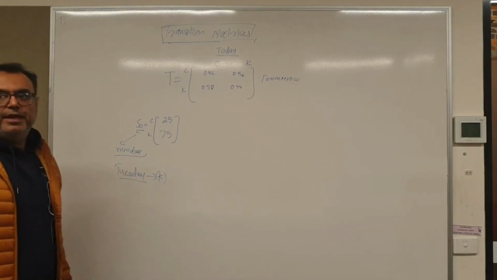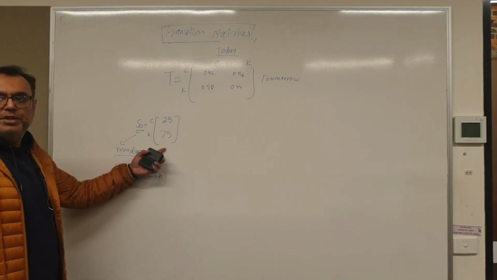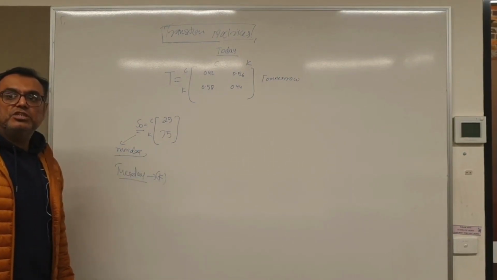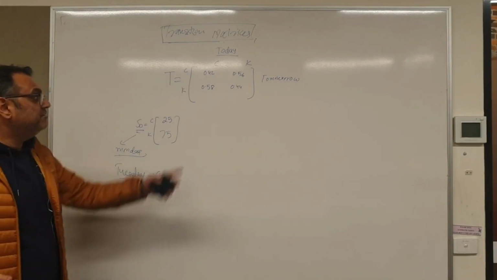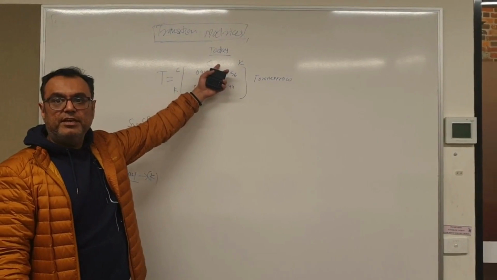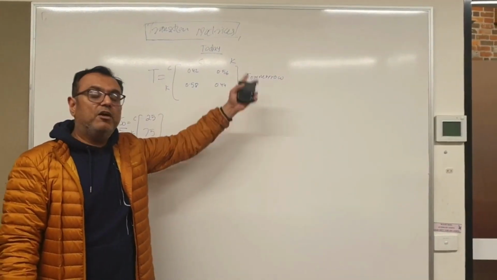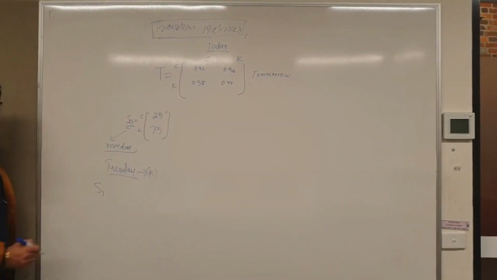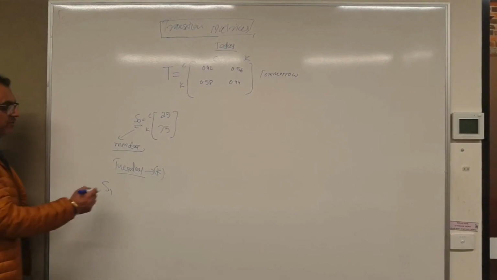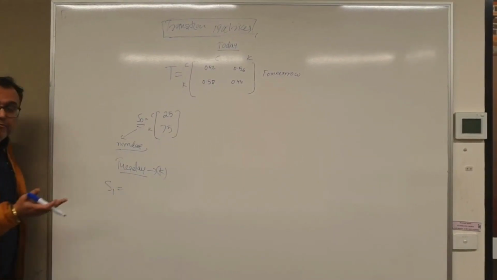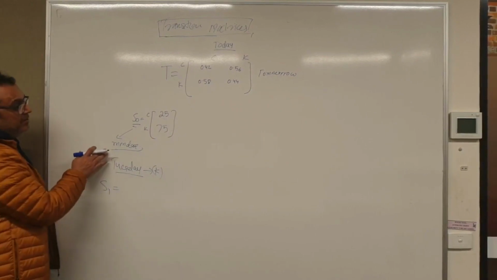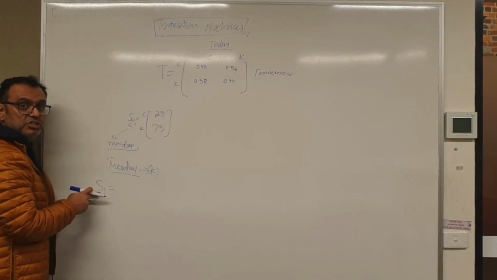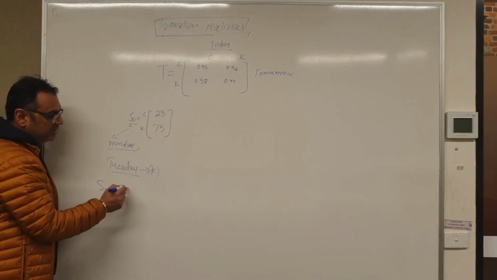If today is Monday, and that's my starting point, how will I evaluate how many students ate Crunchies and Crispies on the very next day, which is tomorrow? If Monday is today, tomorrow is Tuesday. And how do I calculate tomorrow? I need to calculate S1. If S0 is Monday, which is today, S1 is Tuesday. And what is S1? T times S0.